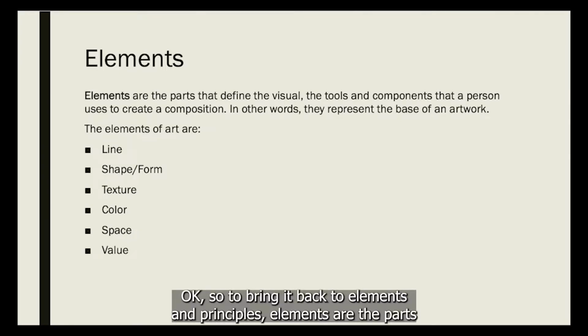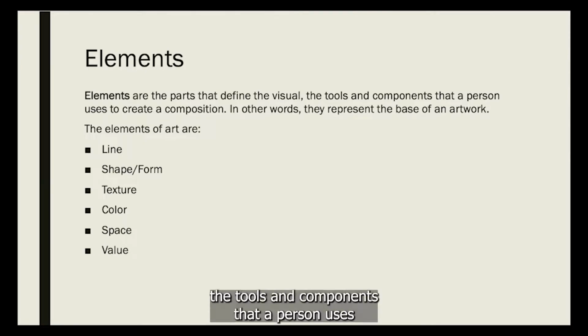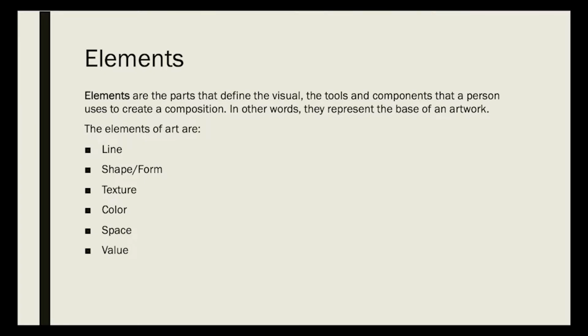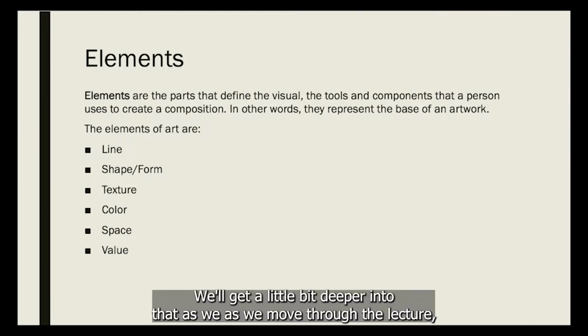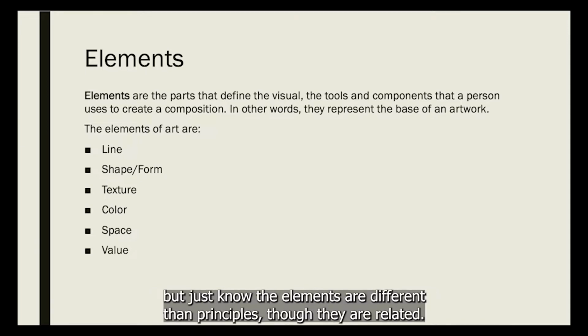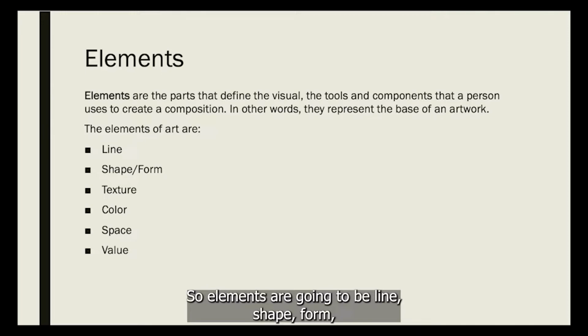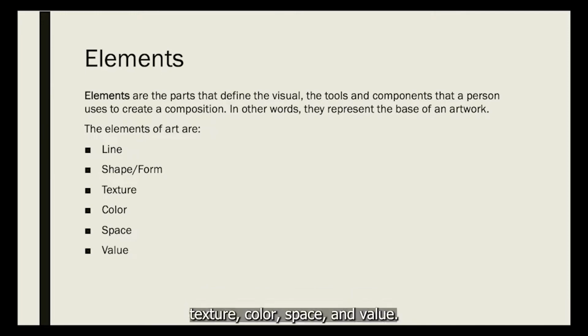Okay, so to bring it back to elements and principles, elements are the parts that define the visual, the tools and components that a person uses to create a composition. In other words, they represent the base of an artwork, right? So there is a difference and distinction between elements and principles. We'll get a little bit deeper into that as we move through the lecture, but just know that elements are different than principles, though they are related. So elements are going to be line, shape, form, texture, color, space, and value.